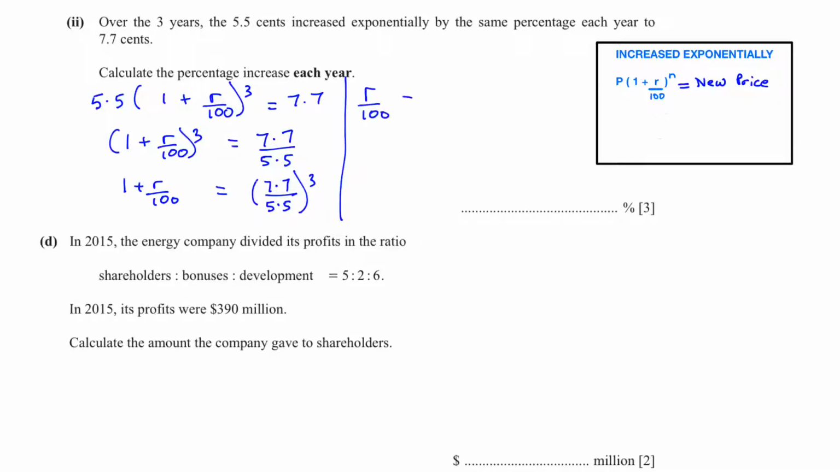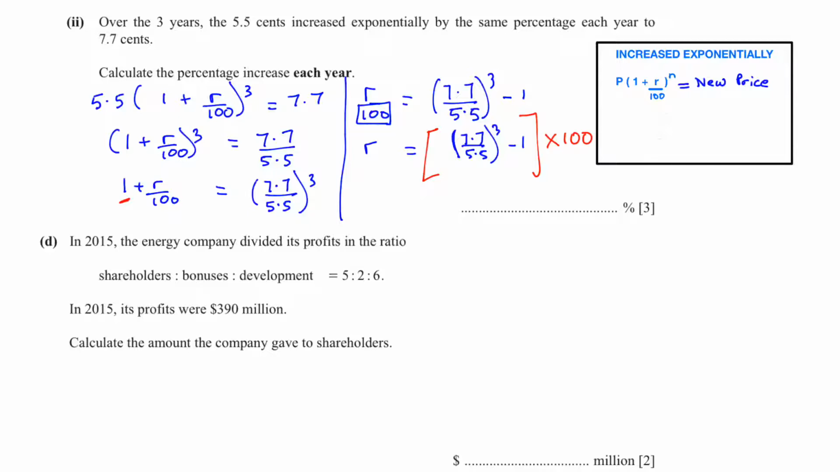And I'm still not putting it in the calculator. We can put the whole thing together. This plus 1 which is here, when I bring to the other side, it will be -1. The only thing that we have extra now is 100 because you have to make r the subject. Therefore, r is equal to 7.7 over 5.5, whole thing cube root -1, close the bracket, multiply by 100. And we will get r is equal to 11.86, rounded to one decimal place, 11.9%.